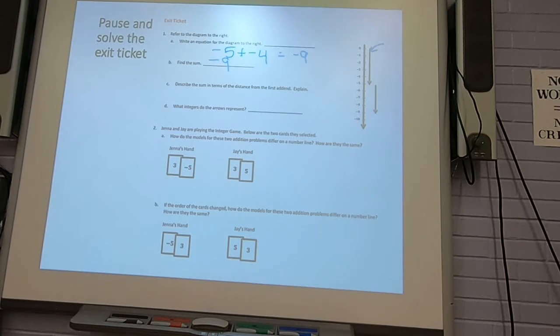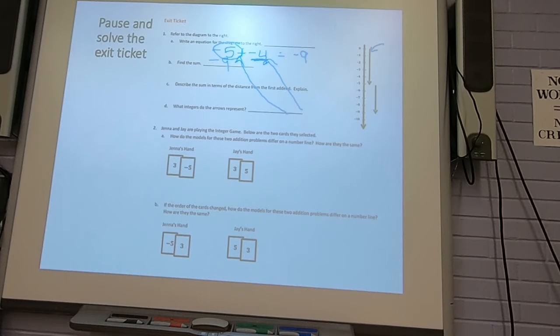Describe the sum in terms of the distance from the first addend. So this was your first one. Your second one is 4 places away from it. What integers do the arrows represent? Well, we already said they represented negative 5 and negative 4.